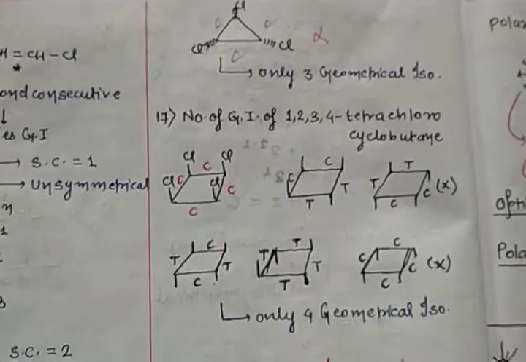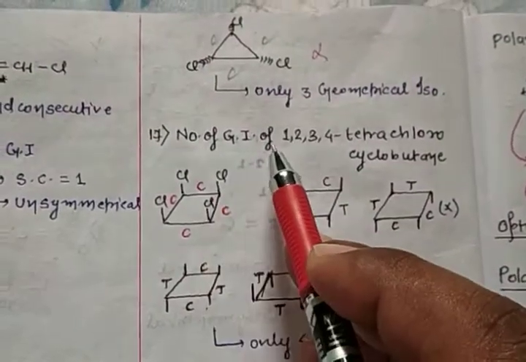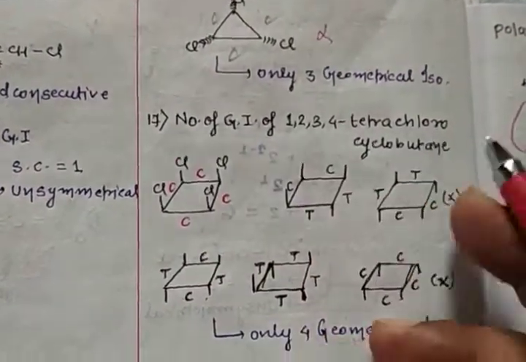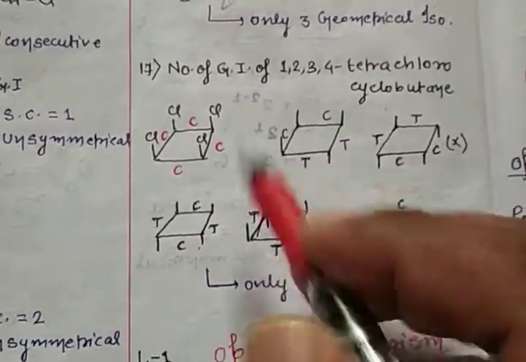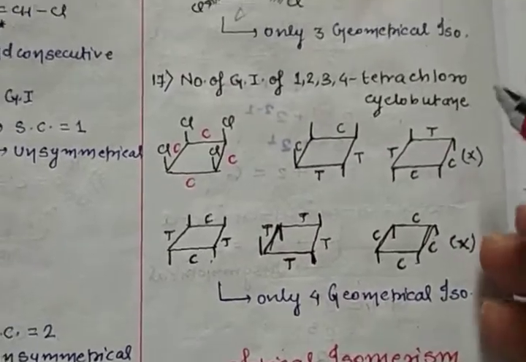Clear? Now again this is your homework: the number of GI of 1,2,3,4-tetrachlorocyclobutane. It is already in my notes, just check my notes. Okay, so there are 4 geometrical isomers.